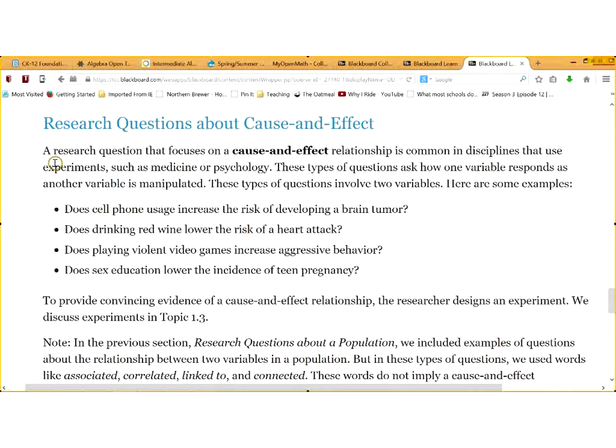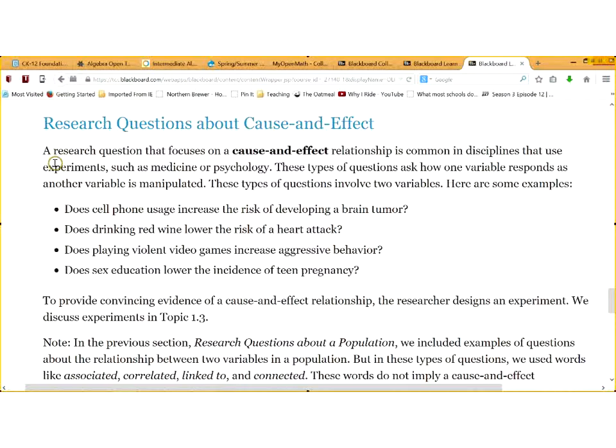To provide convincing evidence of a cause and effect relationship, the researcher designs an experiment, and we'll discuss experiments in the future. But something that's important here with the idea of experiment is, as I mentioned before when we looked at the quiz example, an experiment involves manipulating one variable, assigning basically what we would call the explanatory variable to see what the results are. For some of these cause and effect type questions, that's actually not really possible. So sometimes it's really difficult to answer a cause and effect question.